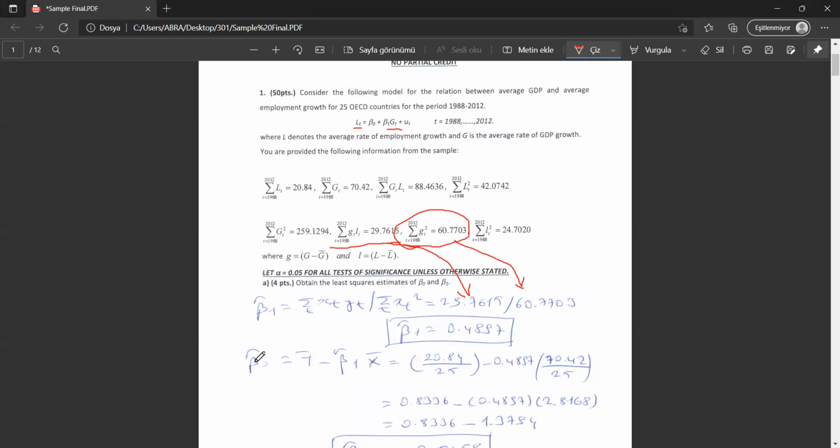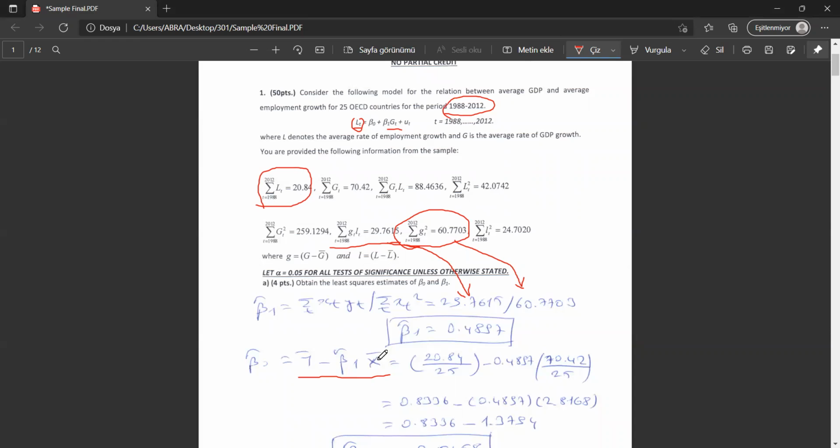And for the beta 0 hat, we have the other formula, which is y bar minus beta 1 hat times x bar. You can find y bar by dividing the summation of y's by the sample size. Here, we have the sample size as 25. And the summation of y's is the summation of L's. Here you can see it. If I divide it by 25, the sample size, I can get the y bar.